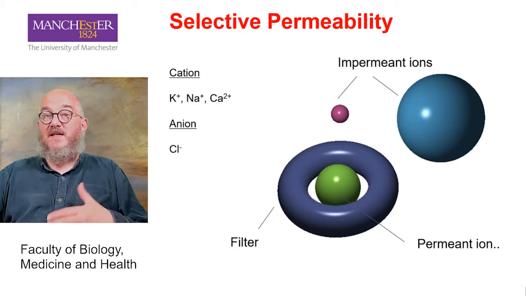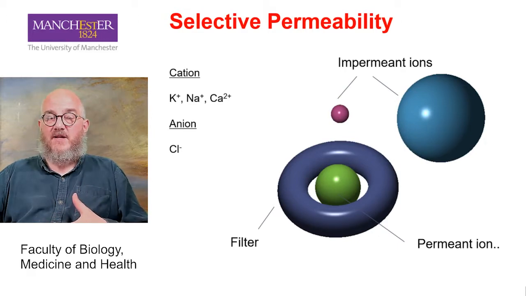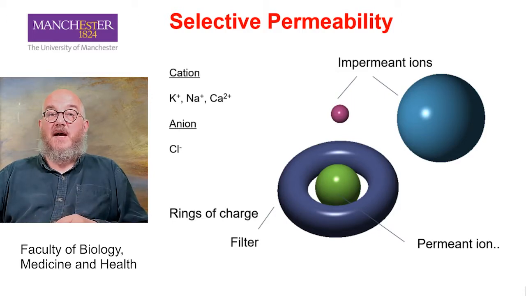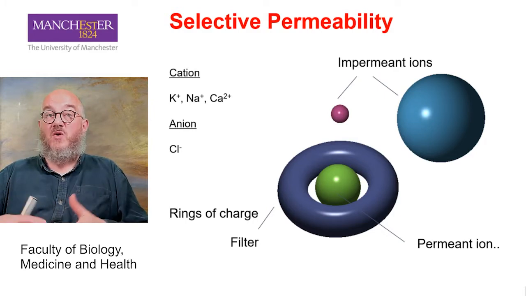Now, the other job it has to do is distinguish on the basis of charge. Now, it's relatively easy to see how you could do this with cations and anions. If you incorporate some charges into the channel, so perhaps a ring of charge, it will repel like charged ions. So a ring of negative charges in our channel will repel anions and won't allow them through, but it'll attract cations and allow them to permeate.